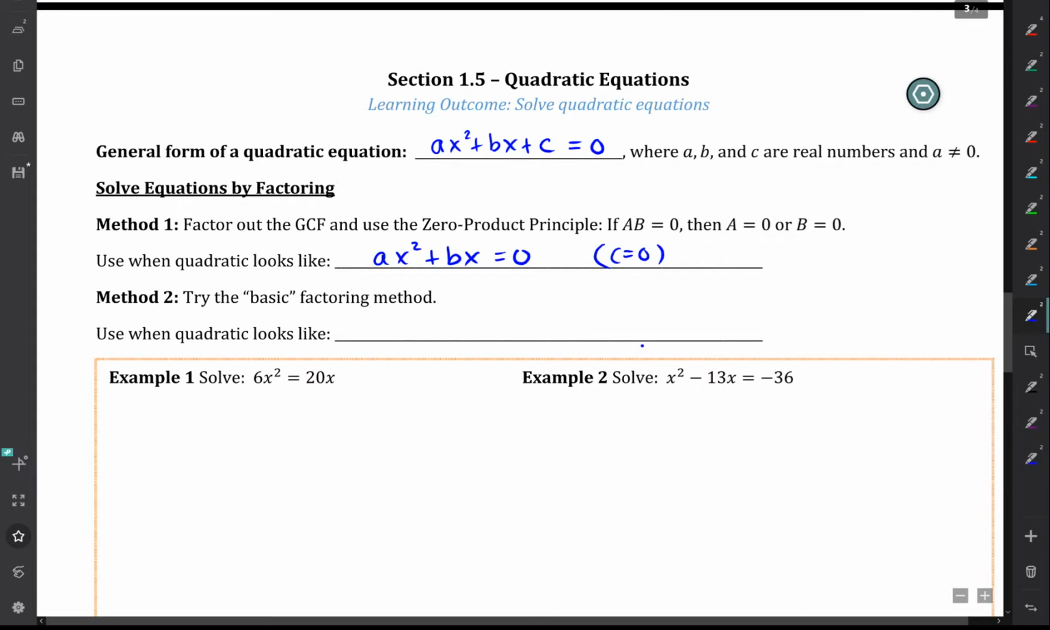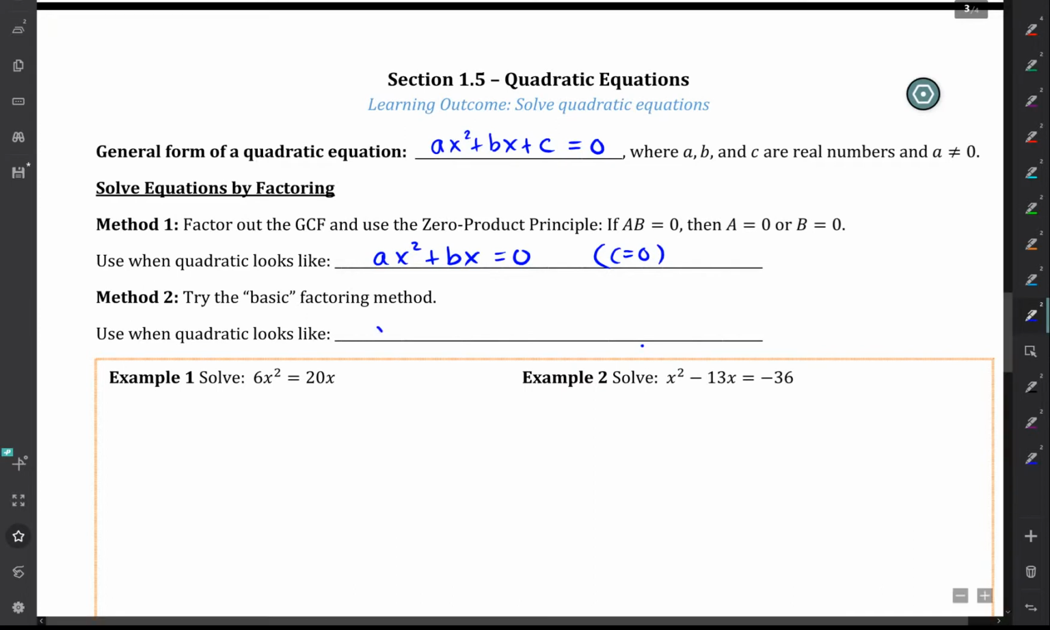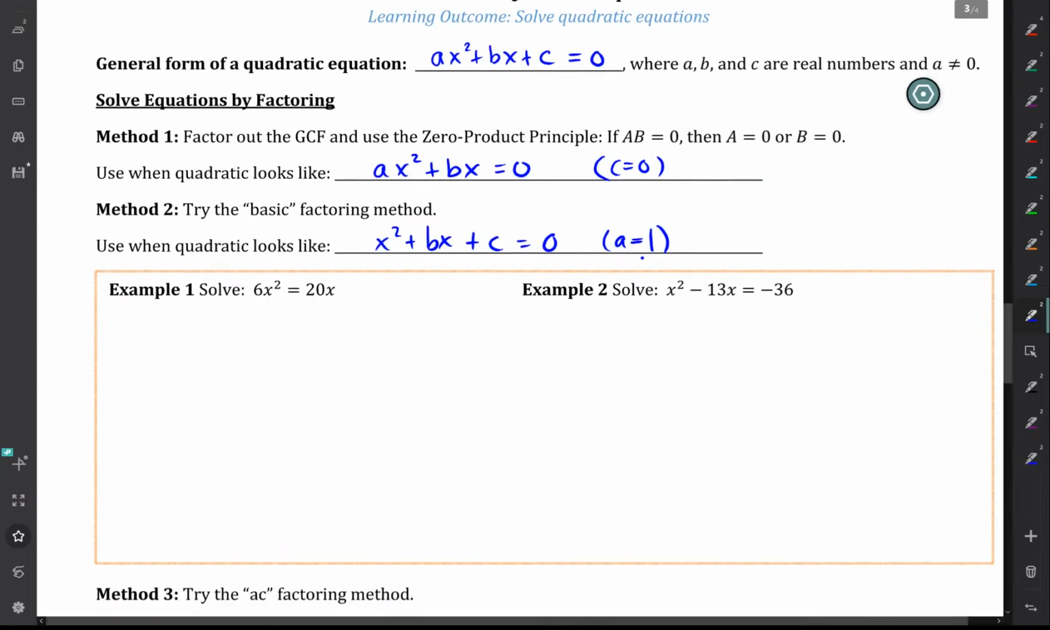Okay. Method 2 is to try a basic factoring method, and I use that when the quadratic looks like this: x squared plus bx plus c is equal to 0. So in this case, if a is equal to 1, then you might want to try the basic factoring method. Okay, so let's look at example 1 and try these two tactics.